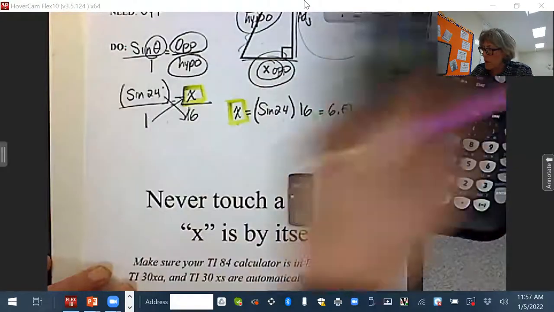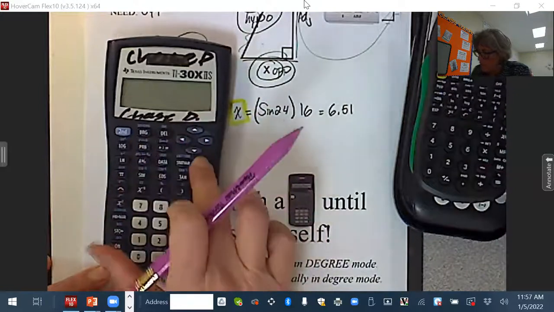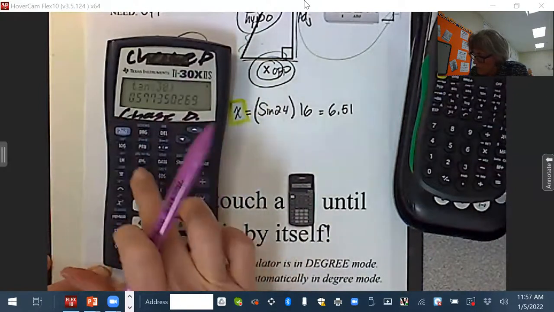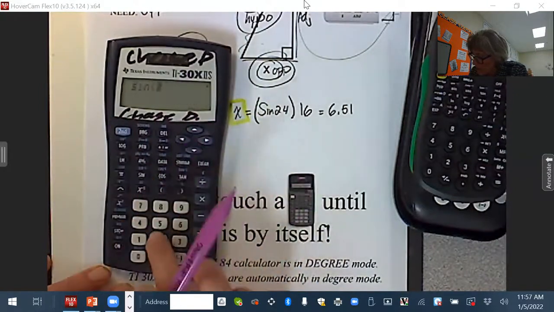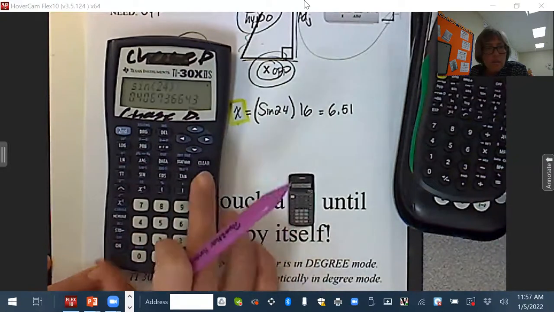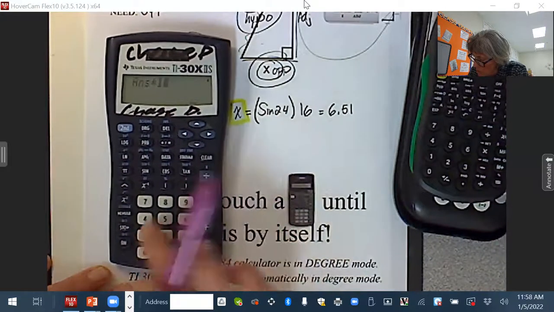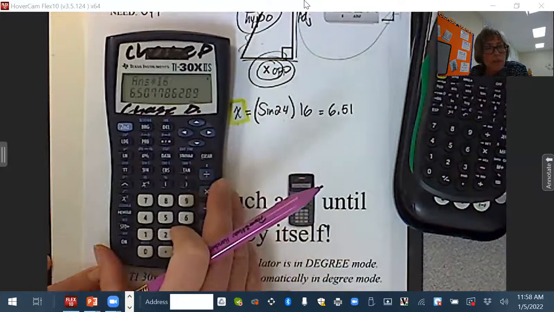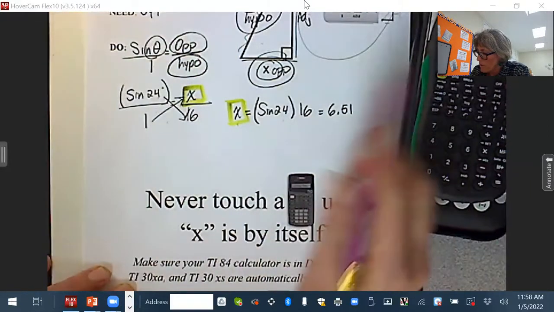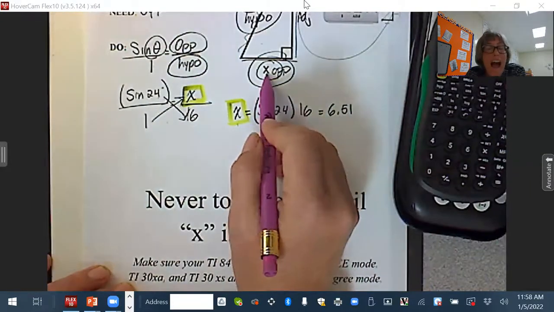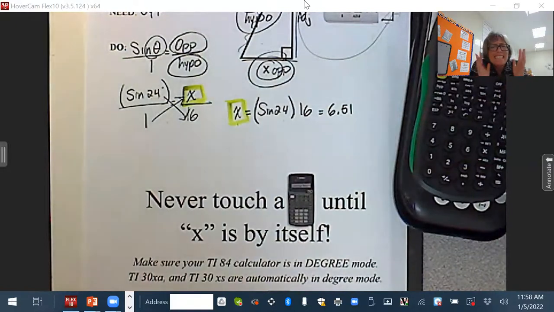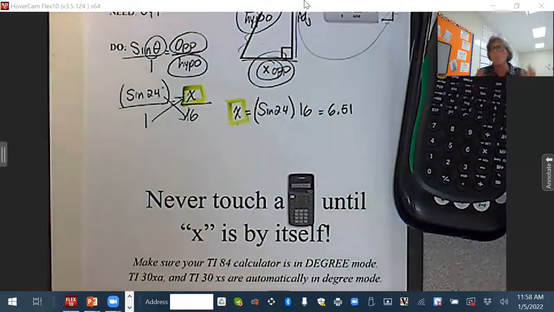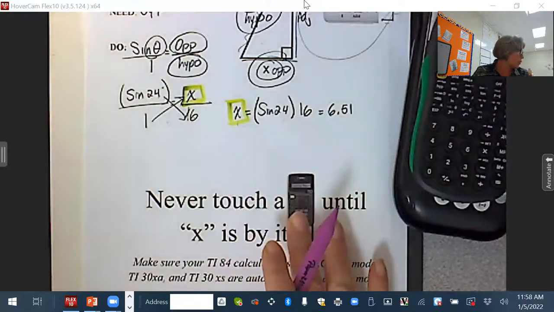This calculator is the same as the big one. Sine 24, enter. You get that decimal, times 16, enter, getting the same thing. 6.51. Now you can solve for any side length with any angle in a right triangle. This is so powerful. Let's do another one.